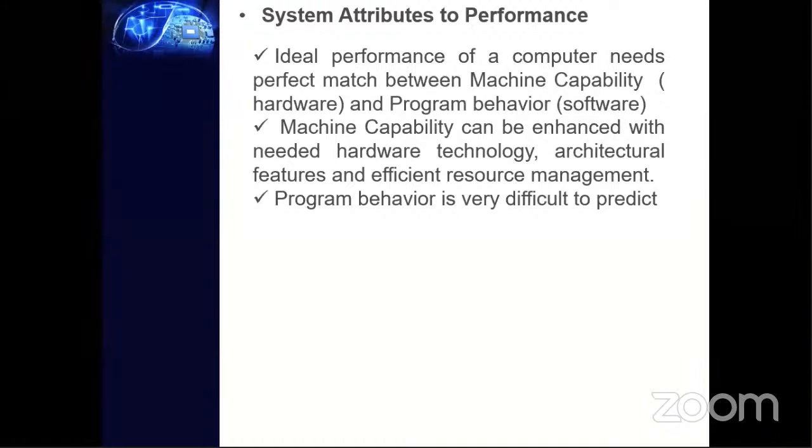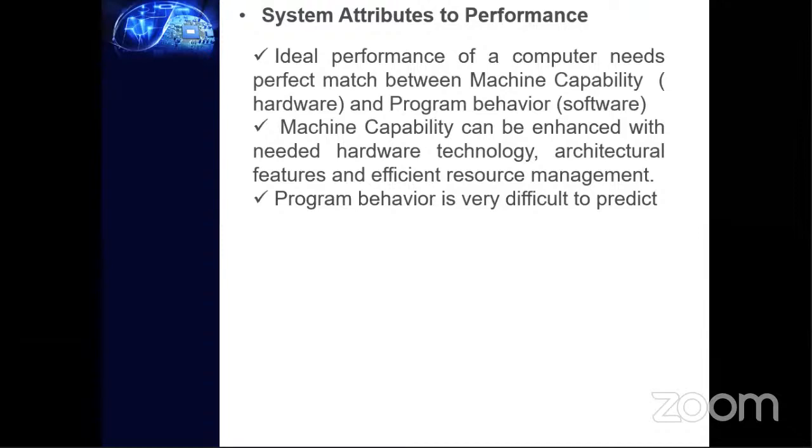So this is a positive side in the field of hardware. As I already told you, there is no major problem in the field of hardware. But in the field of software, it is a very complex process. It's a difficult case within the field of parallel computers. Under the software, the first thing is that program behavior is very difficult to predict.